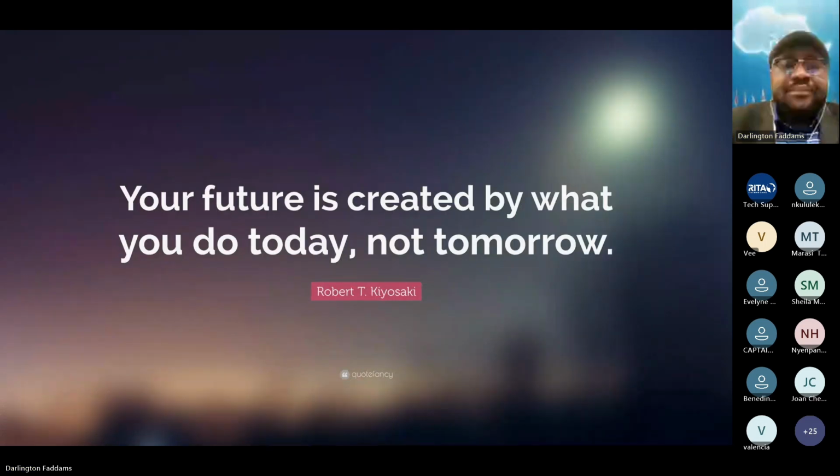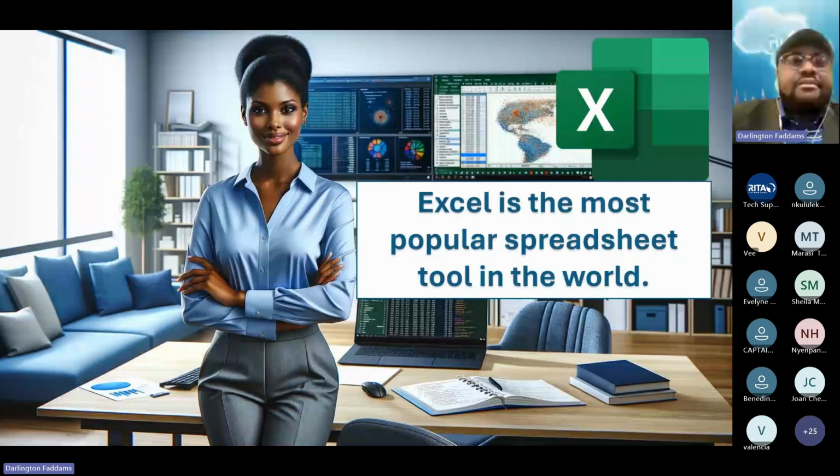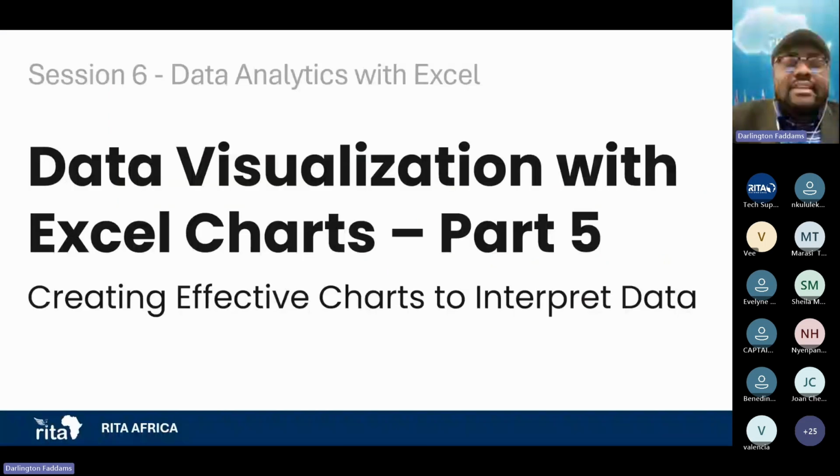All right, so Excel is the most popular spreadsheet tool in the world, and as you learn Excel, you will apply your knowledge in other spreadsheet tools like Google Sheets and other popular spreadsheet tools. This lesson is data visualization with Excel, part 5. So we have a number of lessons done already. And I'm going to start this lesson by testing your skills and your knowledge in what we've done so far.